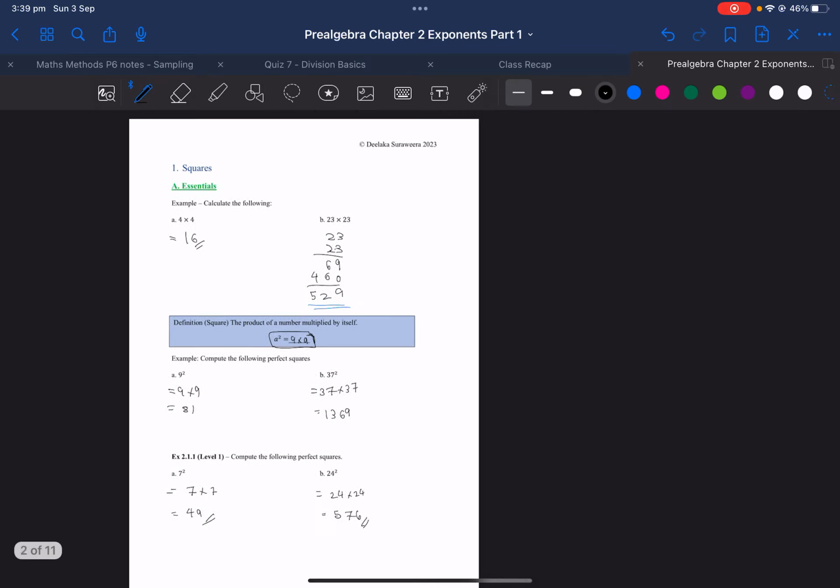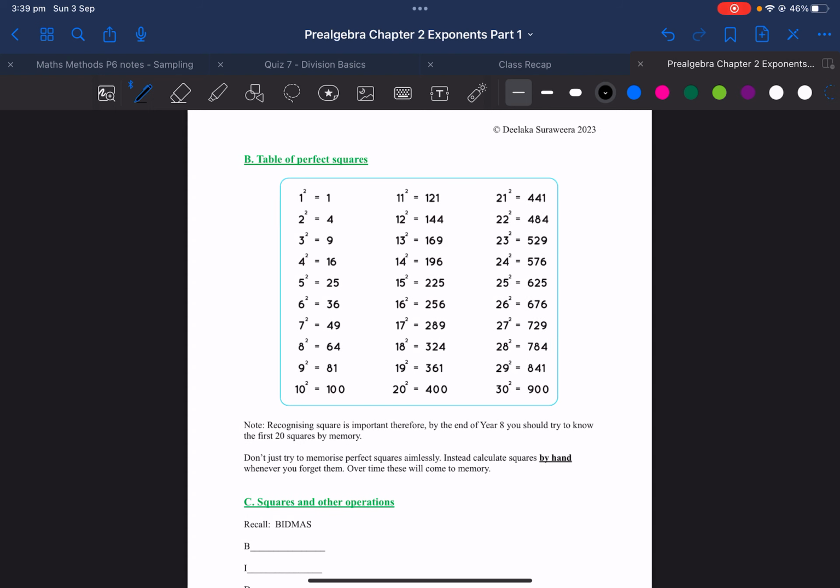Nice. Now we'll go to a table of perfect squares. So the reason I put the table here is later on, not in this topic exactly, but you might need to recognize squares. There's some theorems and stuff later on which you learn, which have squares in them. So if you can recognize squares immediately, if you see 16, oh, that's 4 squared. If you can recognize that, it's pretty useful.